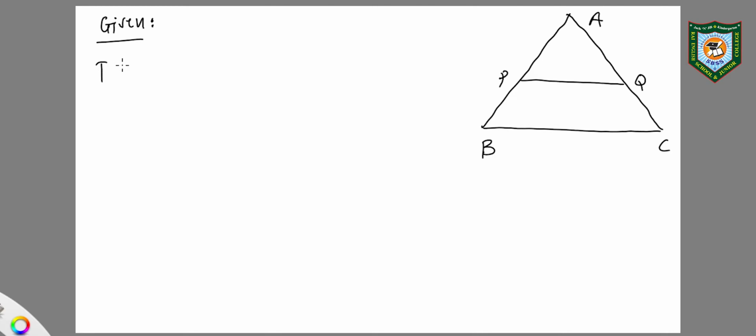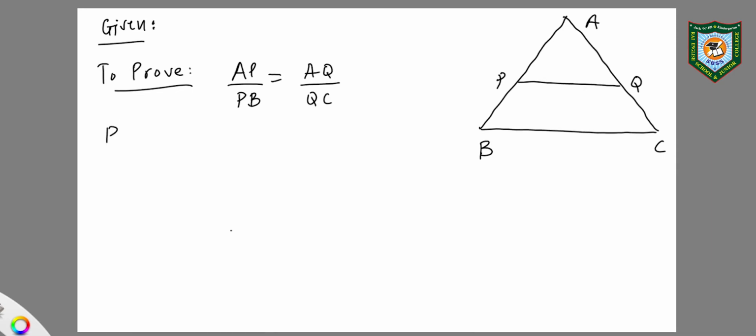Now we need to prove that AP divided by PB is equal to AQ divided by QC. Now, as we learned in our class before, in order to solve this, we need to make a construction first. So the construction always will come before the proof. So this is construction. Now there are two constructions that are involved.